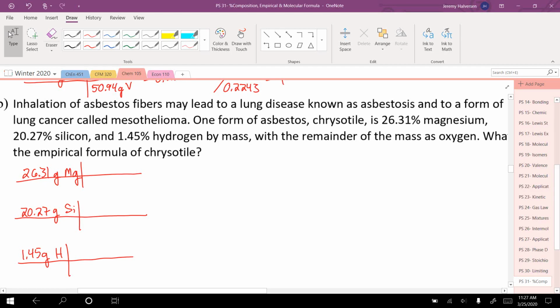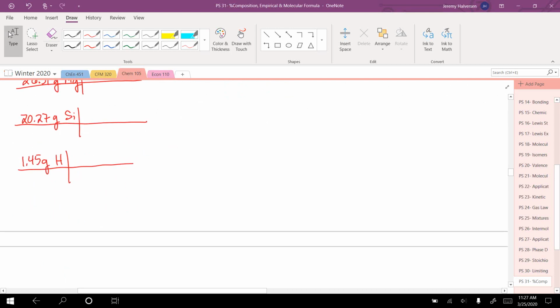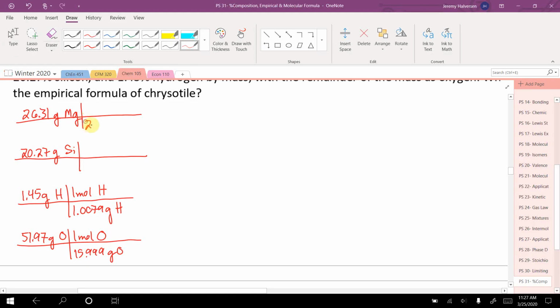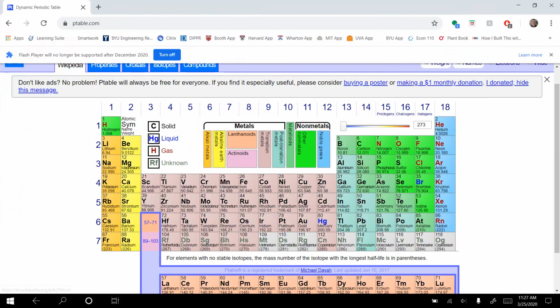That gives me 51.97 grams of oxygen. Now I gotta change, use 15.999 grams of oxygen. 1 mole of hydrogen is 1.0079 grams of hydrogen. Gotta switch to moles. Okay, magnesium is 24.305. And silicon is 28.085.